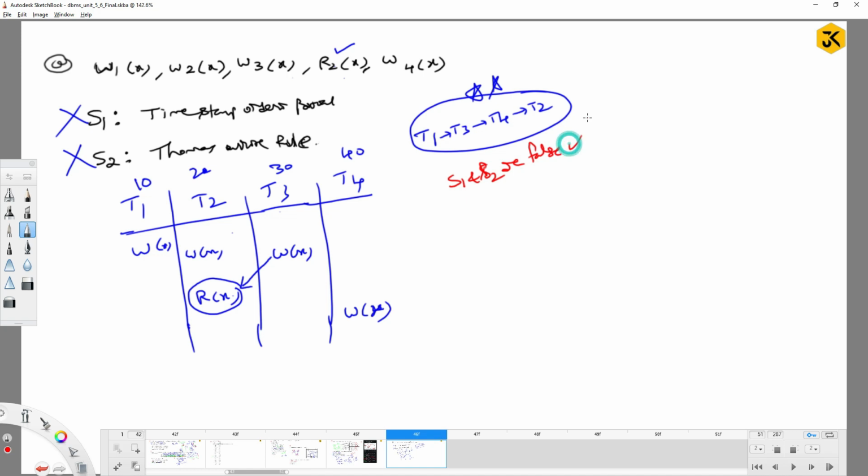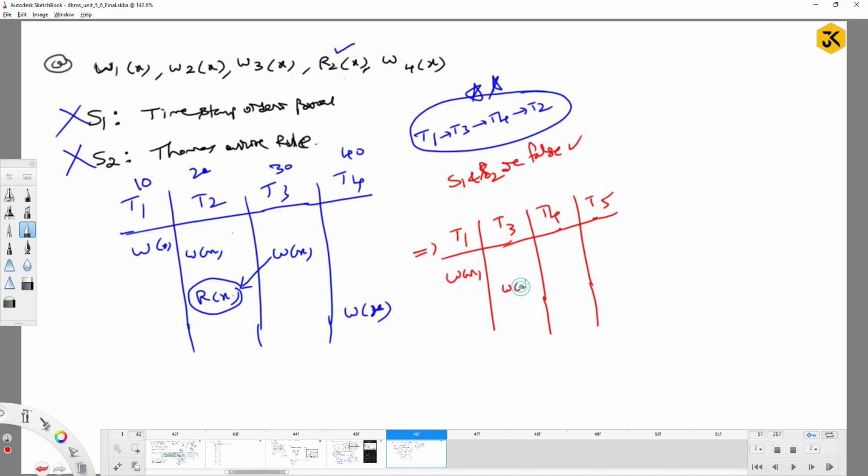are false, right? So if you want to make it correct, it has to be executed T1, T3, T4, and I can come up with another new timestamp ordering, a new timestamp. So this is going to be write of x, write of x, write of x, write of x, and so on. So with this we complete our 16th item.